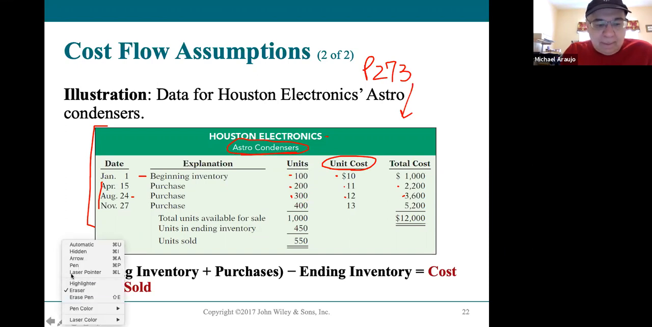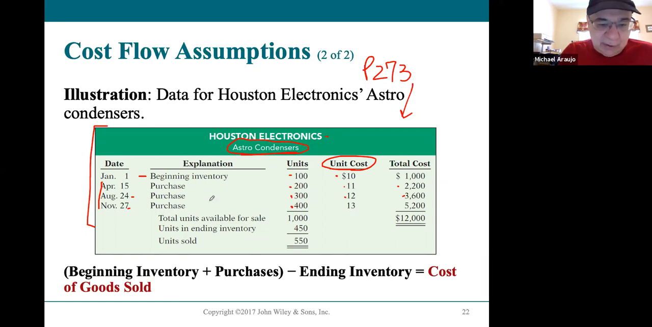Okay. Then, as you see in November, they purchased 400 more of these astro condensers. Must be a nice Christmas gift. At $13 each. Again, you notice that every time they go and buy these things to bring them in the store, the cost continues to go up. So they spent $5,200 on their November purchase.